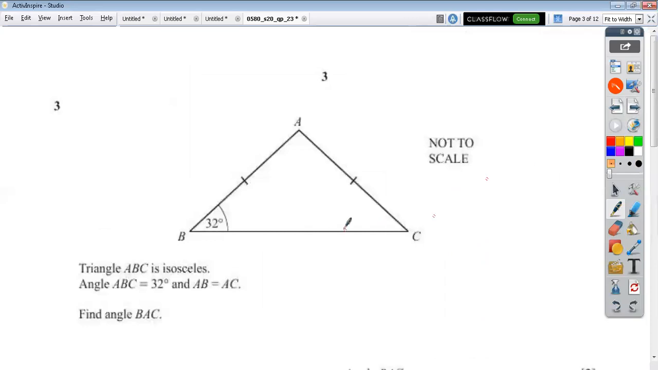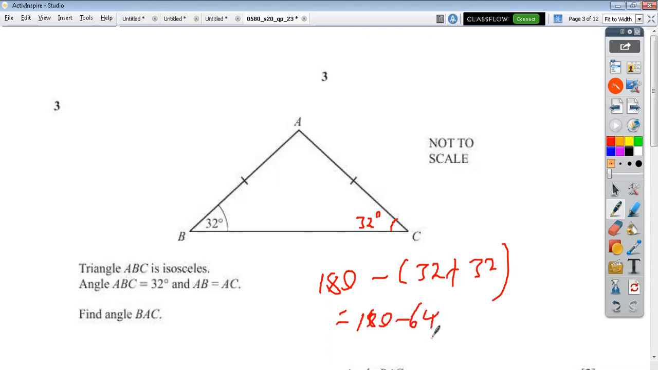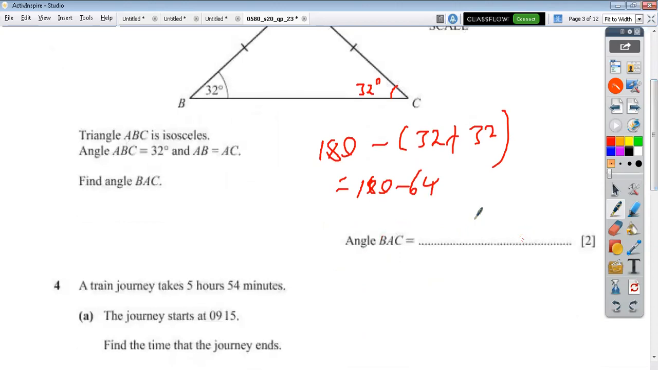Okay. Now, it shows here an isosceles triangle, even without knowing the value. With an isosceles triangle, the base angles are equal. So this will be equal to this. So BAC is simply equal to 180 minus 32 plus 32, which is 64. All together, what do you get? 116. Okay.